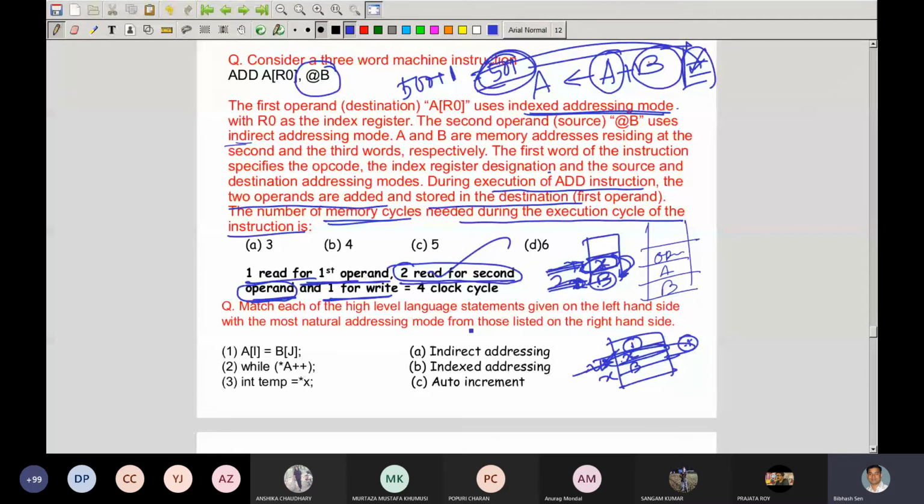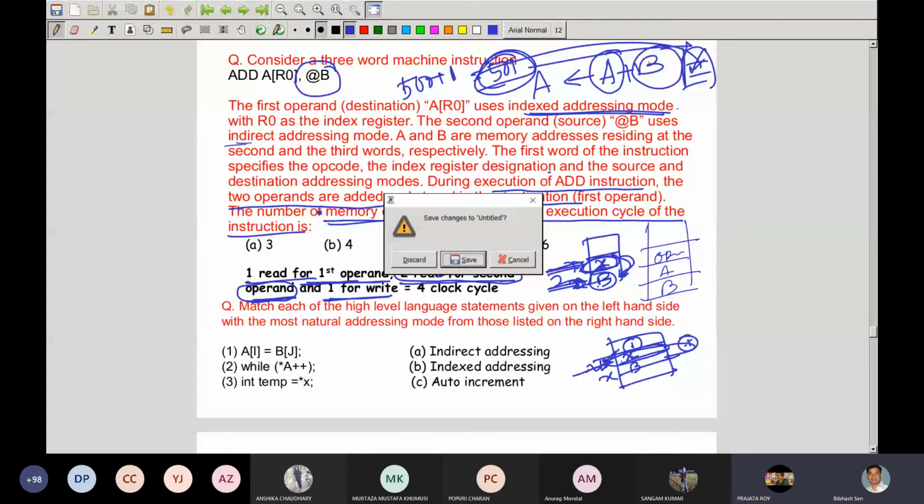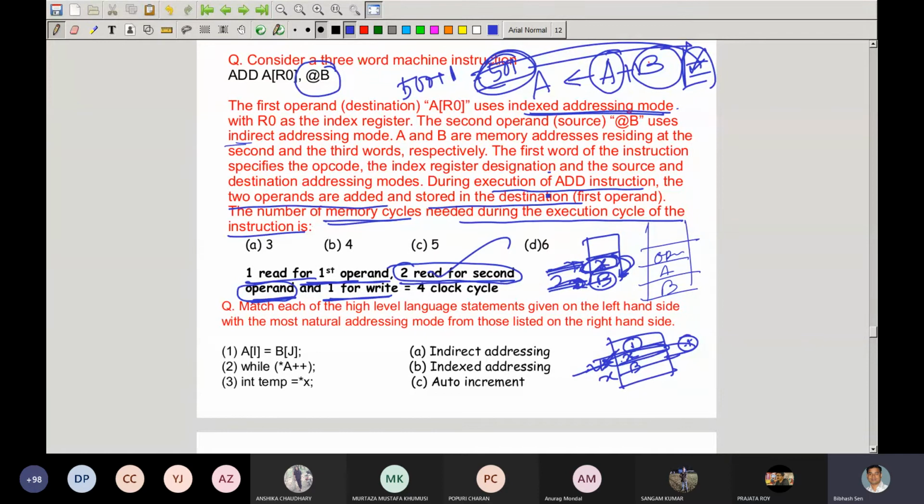Then you finally get the data. In a direct read, only 1 clock cycle. But here, indirect read, that's why 2 clock cycles. Is it clear? Okay, sir. It's clear now, sir. Otherwise, I am not wasting your time. You can ask multiple times if there is any doubt.